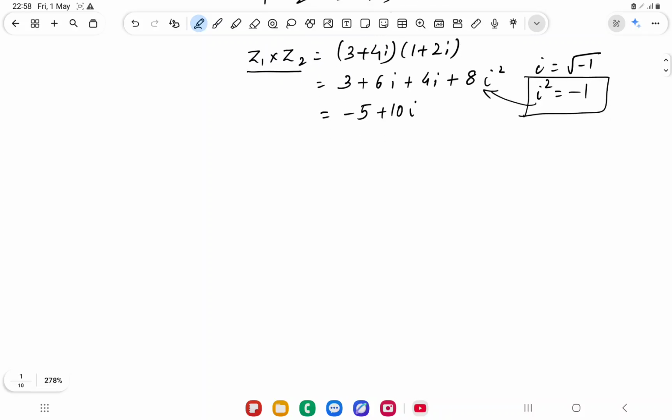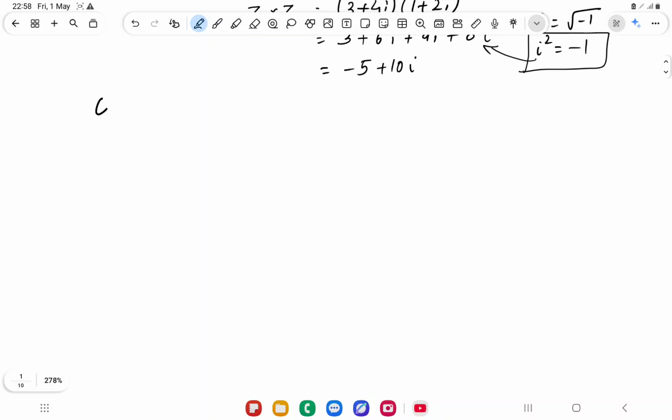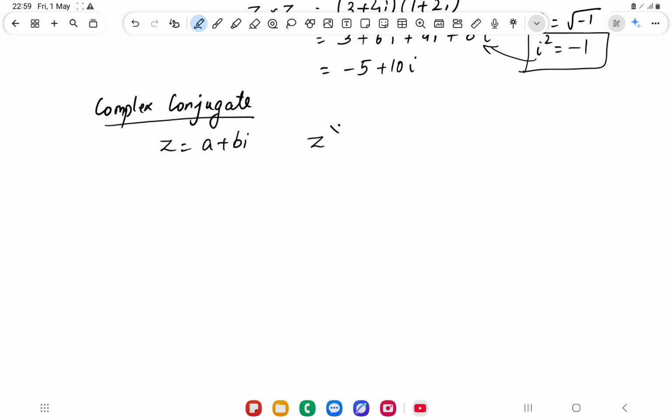Now let's understand another concept, that is complex conjugate and the division. First of all, what exactly is this? For any complex number z is equal to a plus bi, my complex conjugate will be represented by z star and it is nothing but a minus bi. So we just have to change the sign of the imaginary part. This is the complex conjugate. You just flip the sign of the imaginary part, and you will get the complex conjugate.